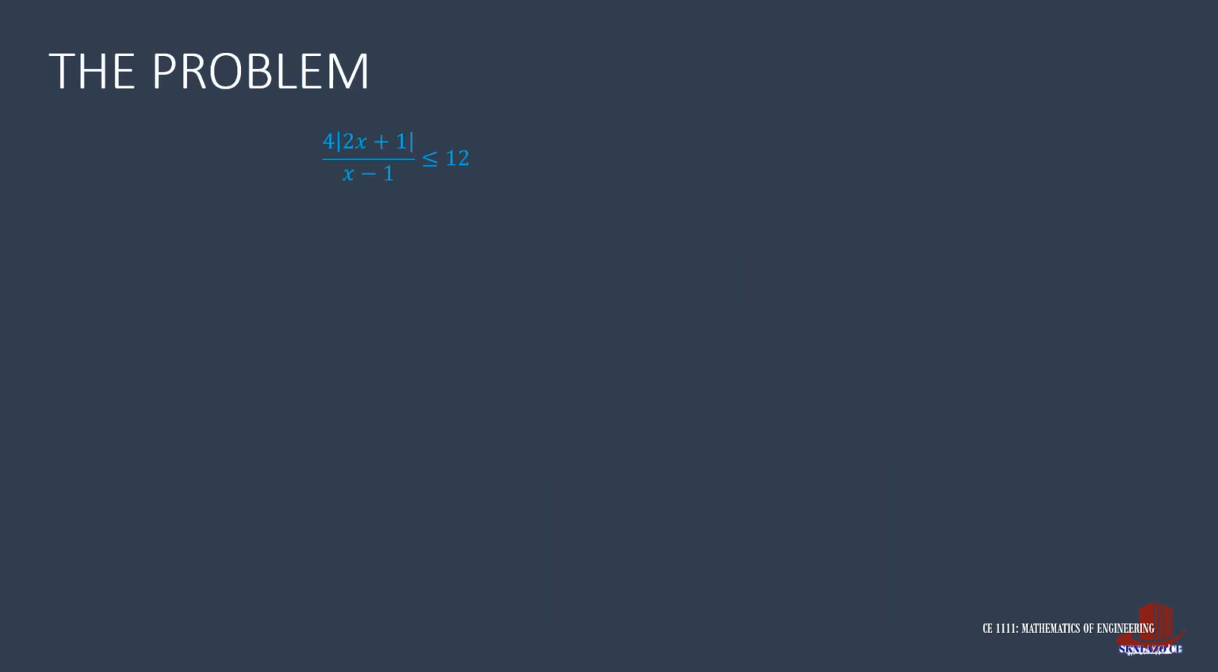The second example includes the inequality of 4 times the absolute value of 2x plus 1 all over x minus 1, and this is less than or equal to 12. A little tweak from the first example, but we check the impact of a minor change in the inequality.